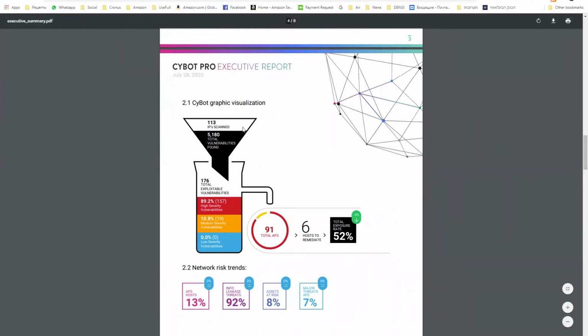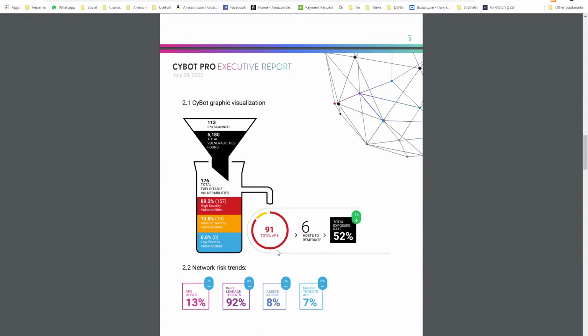We scanned 113 IP addresses. Identified 5,180 vulnerabilities in total, which is a huge number. We identified only 176 exploitable vulnerabilities, based on our database, which is being updated on a weekly basis. Based on the collected information, we managed to build 91 attack path scenarios. What will be your next question?